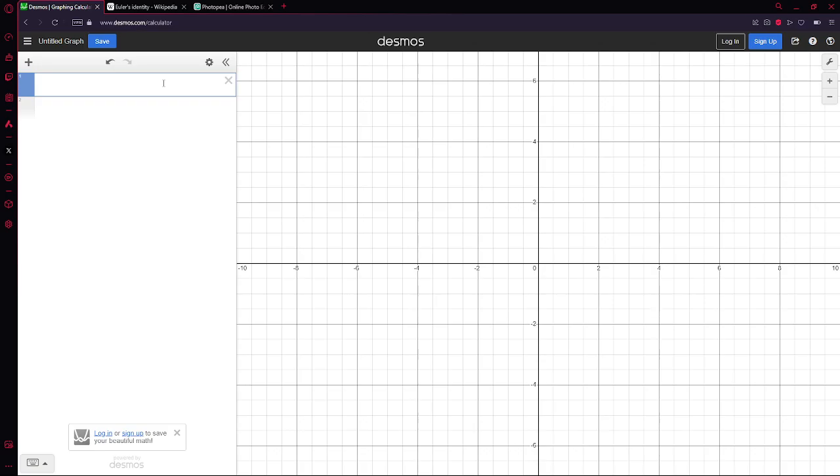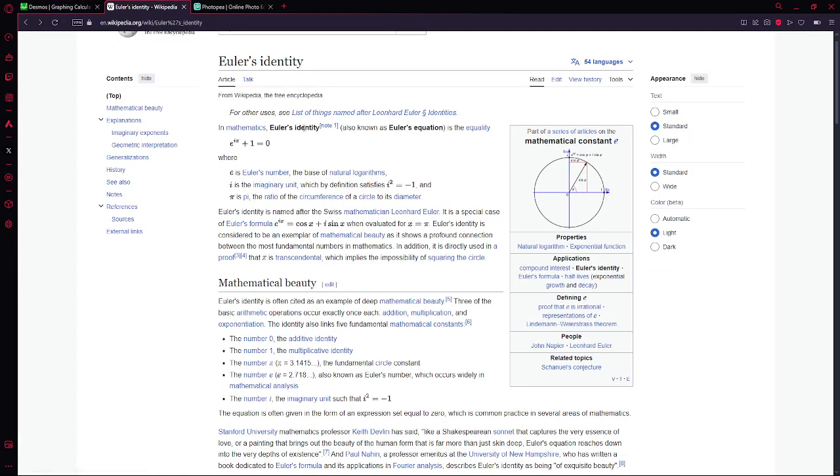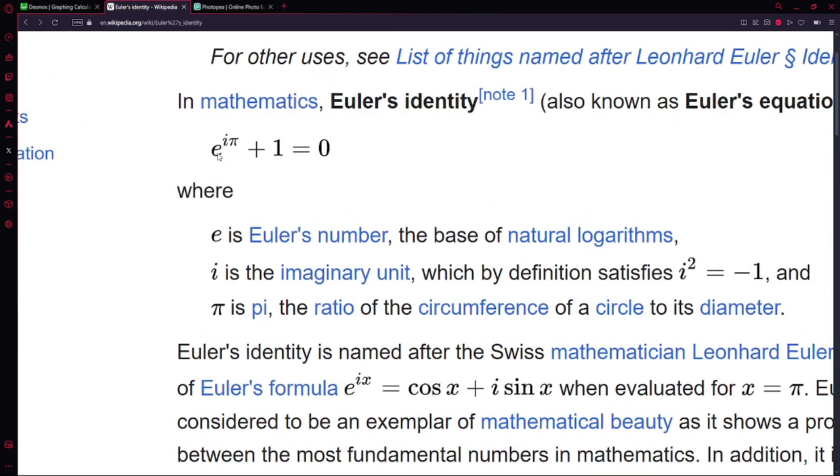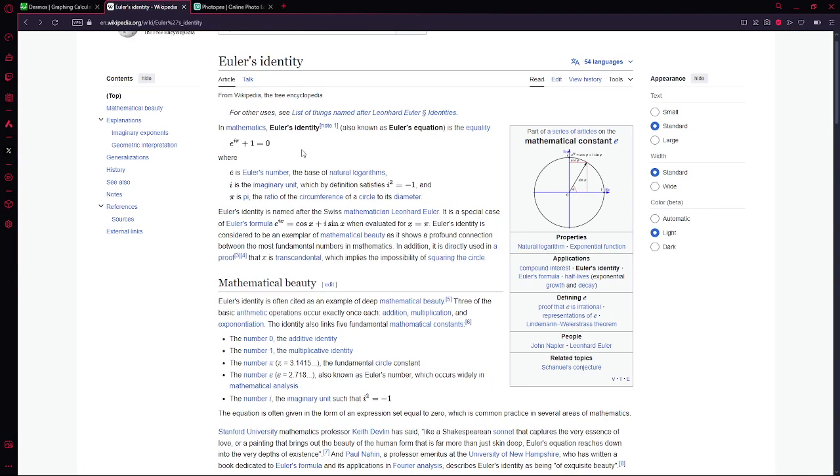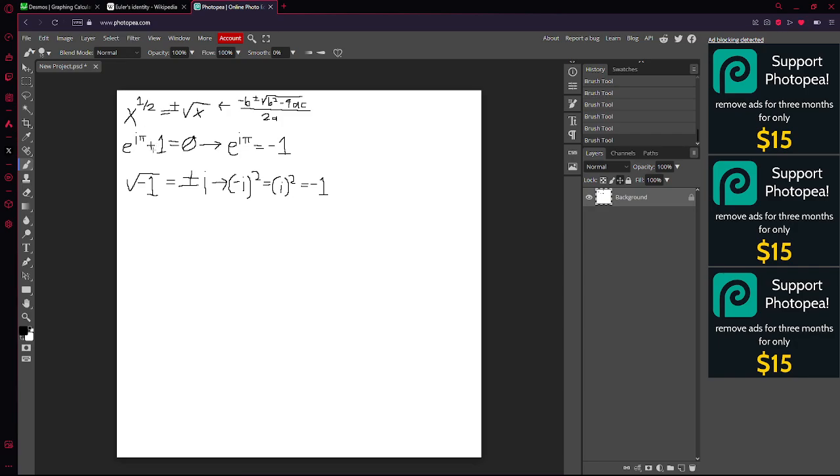And very recently I found out about Euler's identity. This one right here, where e to the i pi power plus 1 is equal to 0. Now I've got that written down right here. And I simplified this to just e to the i pi power is equal to negative 1. And i is equal to the square root of negative 1.